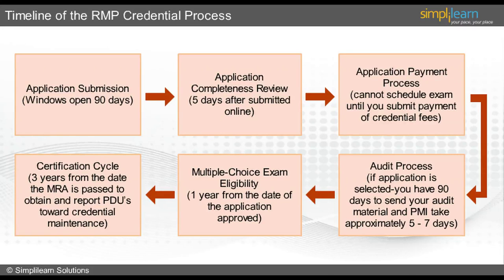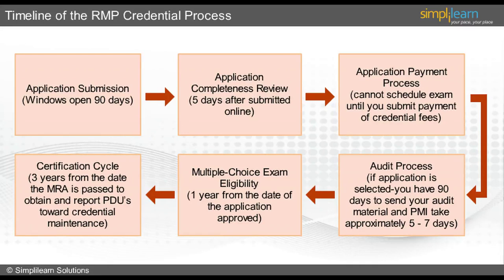There are chances that the application may go for auditing. If your application is selected for auditing, you will need to submit the documents like education certificate, the credential for risk management experience, which you have mentioned in the online application, and PDU certificate issued by Simply Learn. The timeline you will have is 90 days. Once the PMI receives audit material, they may take about 5 to 7 days for the approval. Now you're ready to pay the examination fee and can select the venue, date, and slot for the examination.